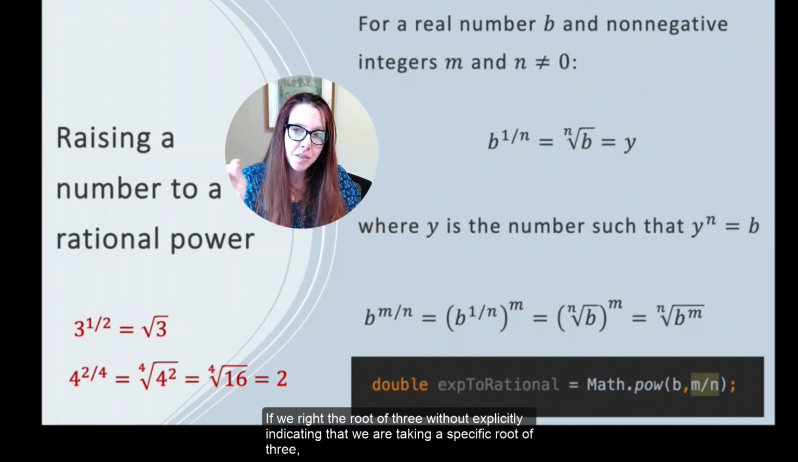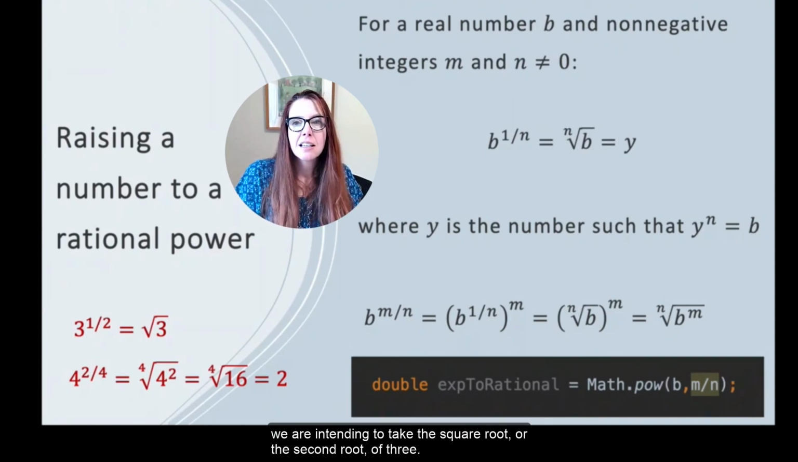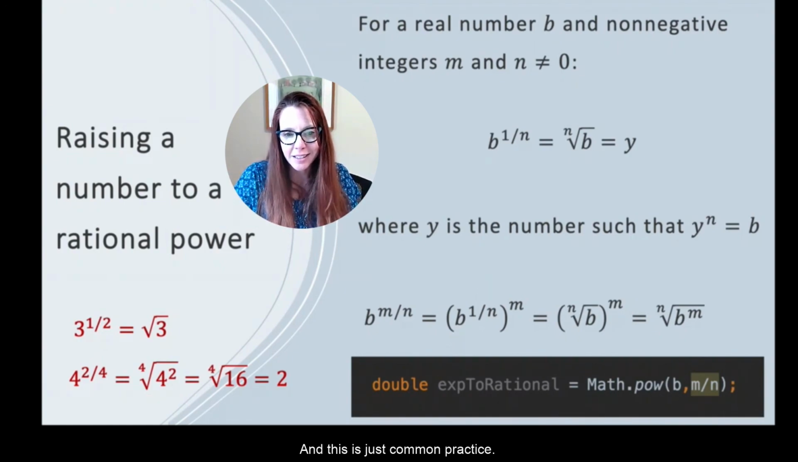If we write the root of 3 without explicitly indicating that we are taking a specific root of 3, we are intending to take the square root or the second root of 3. And this is just common practice.